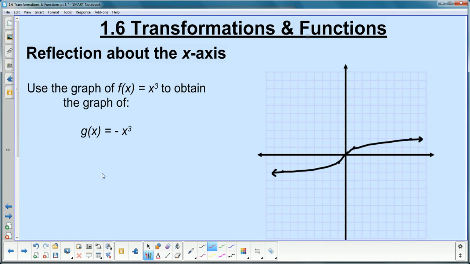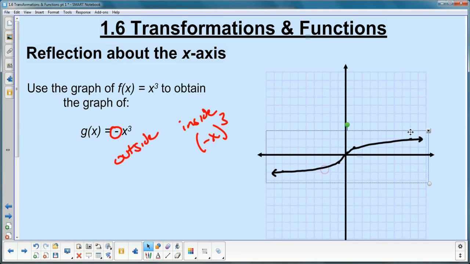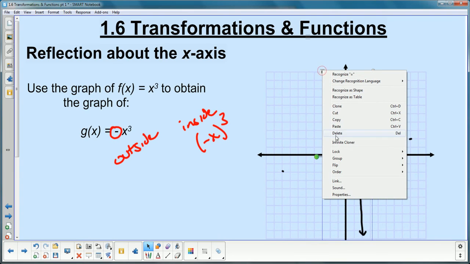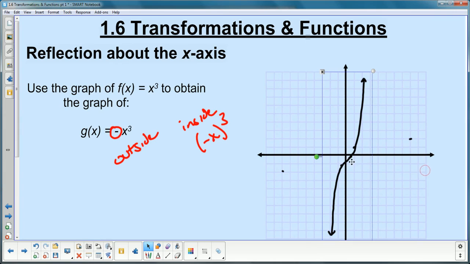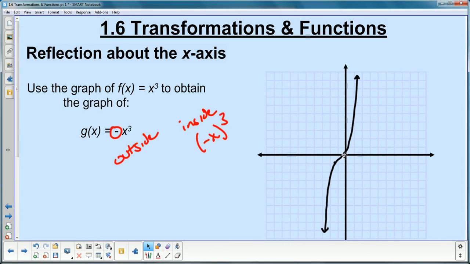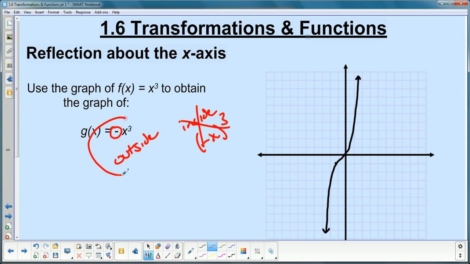So you'll see that this is outside the parent function. If it was inside the parent function, it would be negative x cubed. Okay, and we actually have a mistake here. So this is actually what our graph should look like if it was x cubed. Get rid of a few points here. So this would be x cubed. And we want to reflect across the x-axis because it's outside. So keep in mind, we're not doing that one. We are doing this one outside.